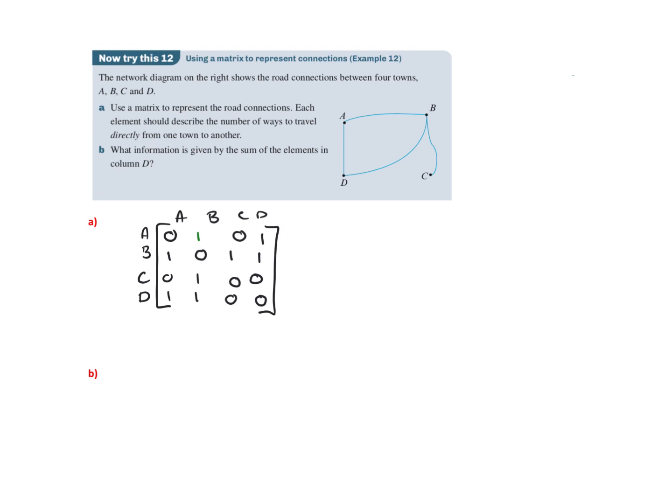All right, good. Now the next part of the question says, what information is given by the sum of the elements in column D? So here's column D. And what does the word sum mean? It means add them up. So if we added them all up, 1 plus 1 plus 0 plus 0 gives 2, what does that tell me? 2 ways to get into town, or travel out from town D. So 2 roads are leading into town D, so we might write that: 2 roads leading out or in to town D, sorry.